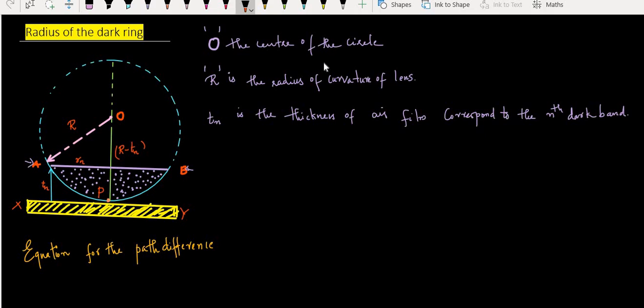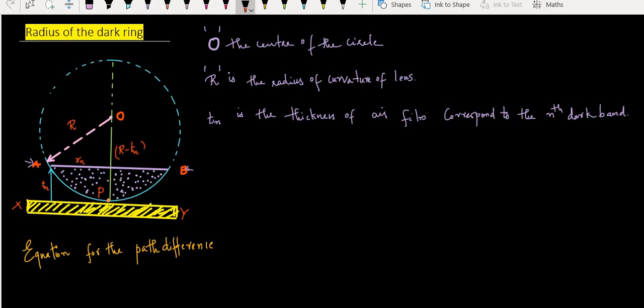So here you can see I told you APB is a planar convex lens. You can assume that suppose we have a sphere, that planar convex lens can be a part of the sphere. I have represented it two-dimensionally. I have a circle with the center O, and this planar convex lens APB is a part of the circle. With this concept, I am going to derive the equation for the diameter of the dark ring.